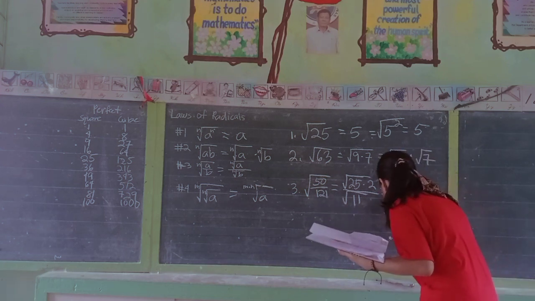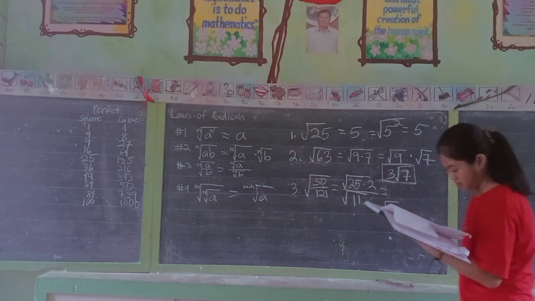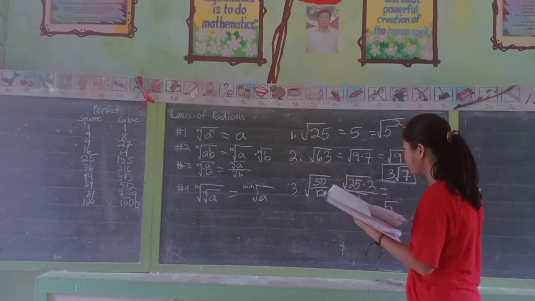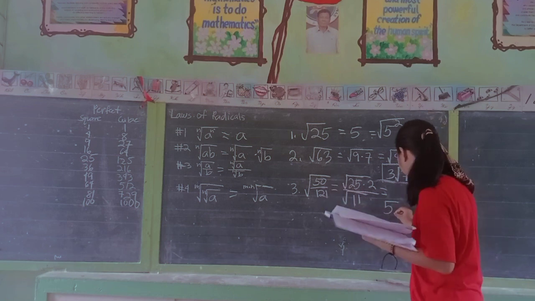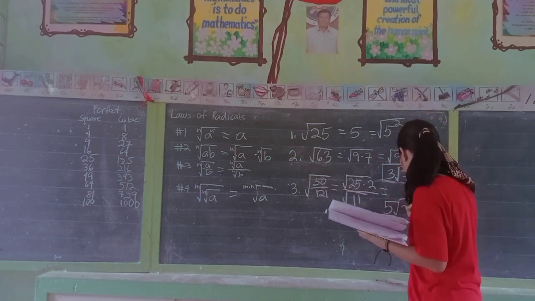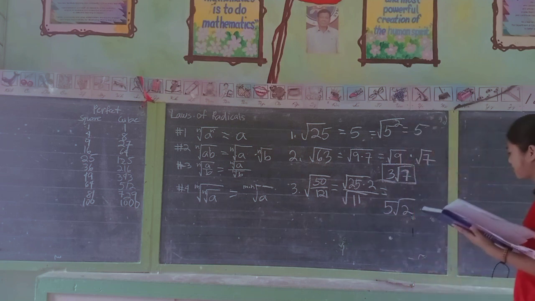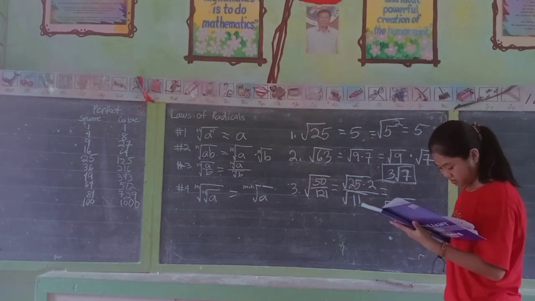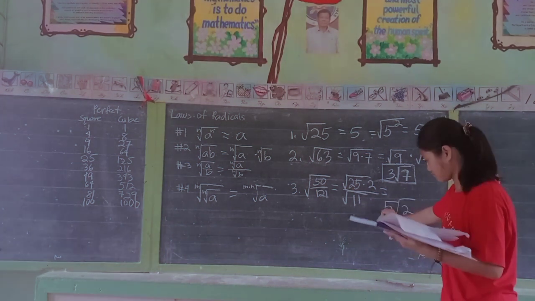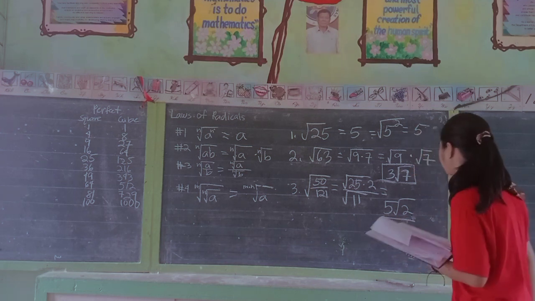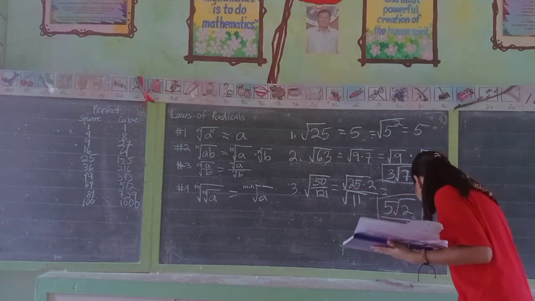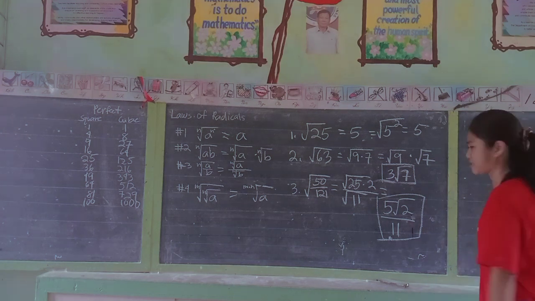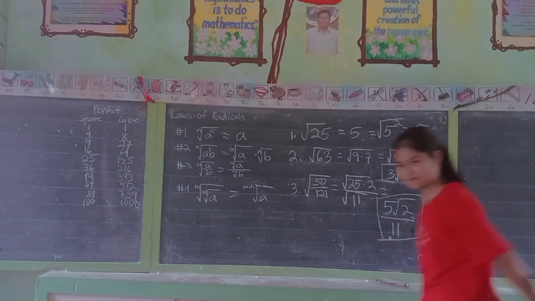And then the square root of 2 is not a perfect square, so it will remain inside the radical. And this is the final answer. So 5 times the square root of 2, over 11, is the final answer. That's all. Thank you.